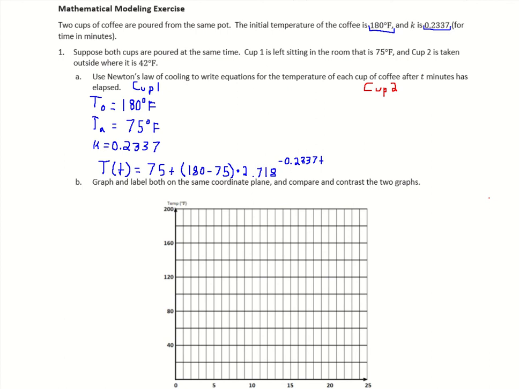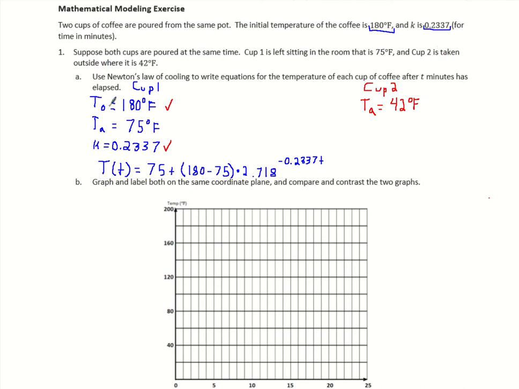For our red equation, for our cup 2, most of our pieces are going to be the exact same. In fact, our initial temperature is the exact same. Our K is the exact same. The only thing that is going to be different in our equation is that instead of our ambient temperature, the temperature of our surroundings, being 75 degrees Fahrenheit, it is going to be 42 degrees Fahrenheit, because this cup is taken outside.